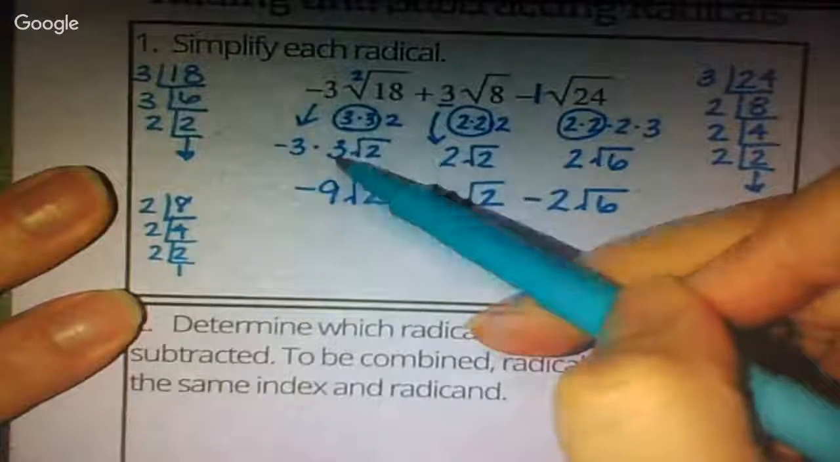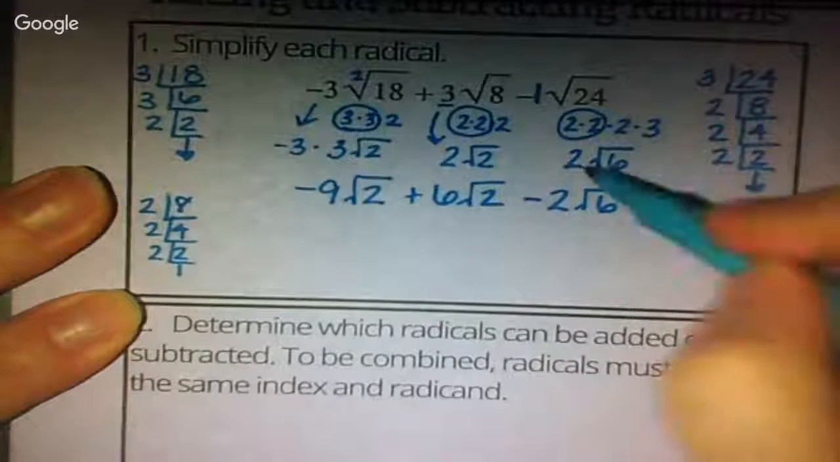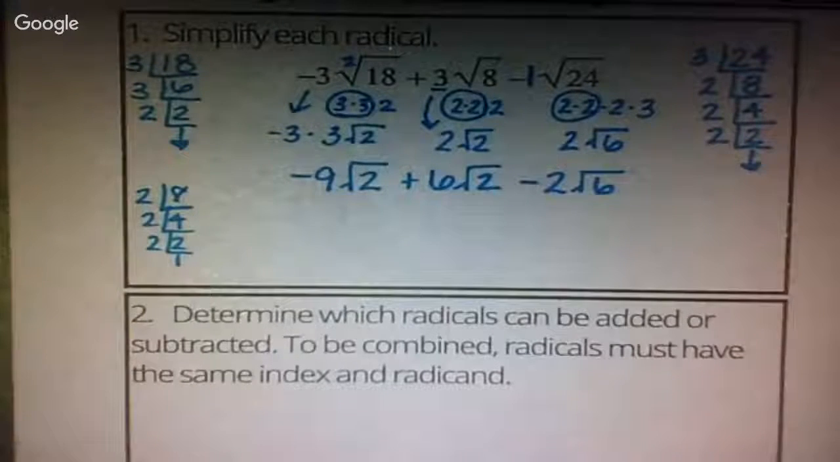Just like we did here where we multiplied what we pulled out front by what's up here. Negative 3 times 3 is negative 9. 3 times 2 is 6. Negative 1 times 2 is negative 2. So we're gonna do this. Oh wow, I'm like really something. Okay.